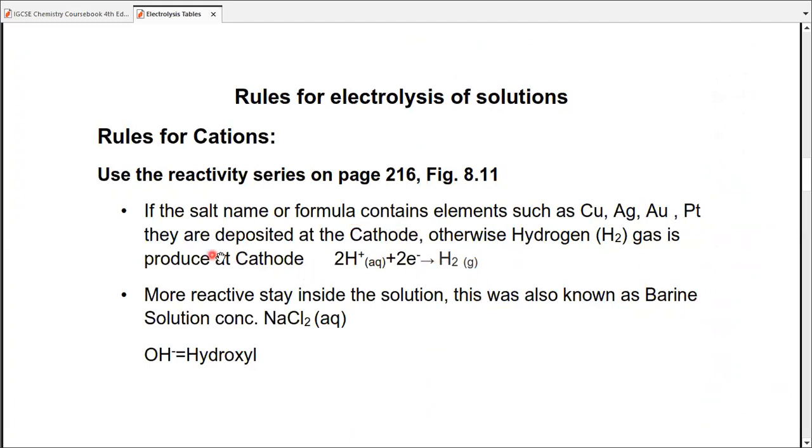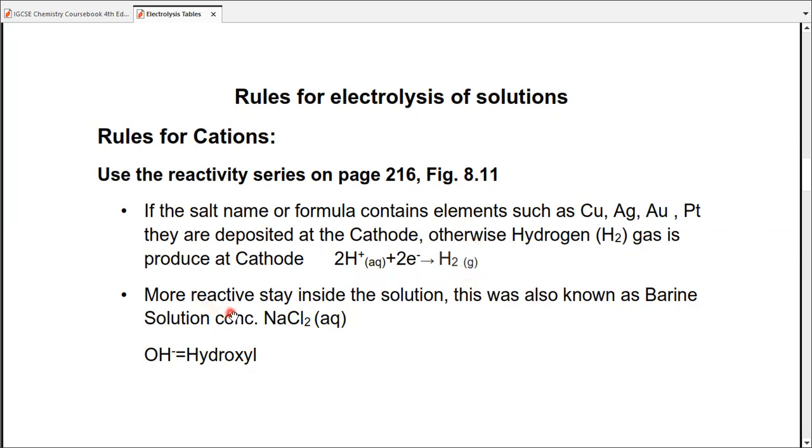So my tip is simple. If the salt name or salt formula contains elements such as copper, silver, gold, platinum, these are symbols for it, they are deposited at the cathode. If the salt is not made up of these elements, but is made up of any other element, be it sodium, calcium, potassium, magnesium, any other element from the reactivity series, or other than the reactivity series, hydrogen gas is produced at the cathode. And hydrogen gas is always produced with this equation. So it's pretty simple.